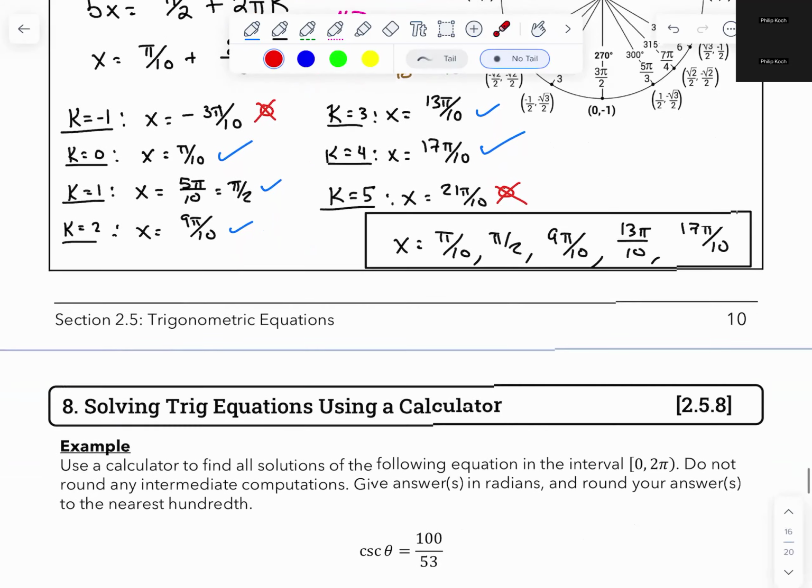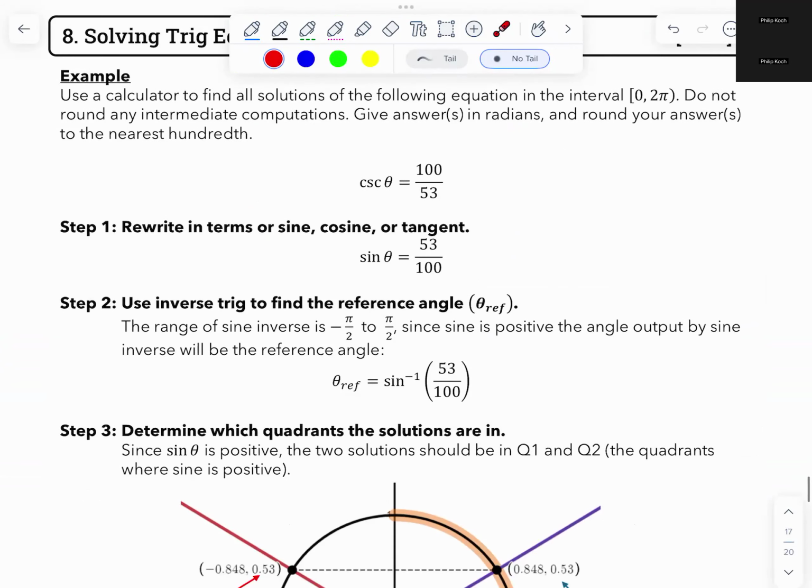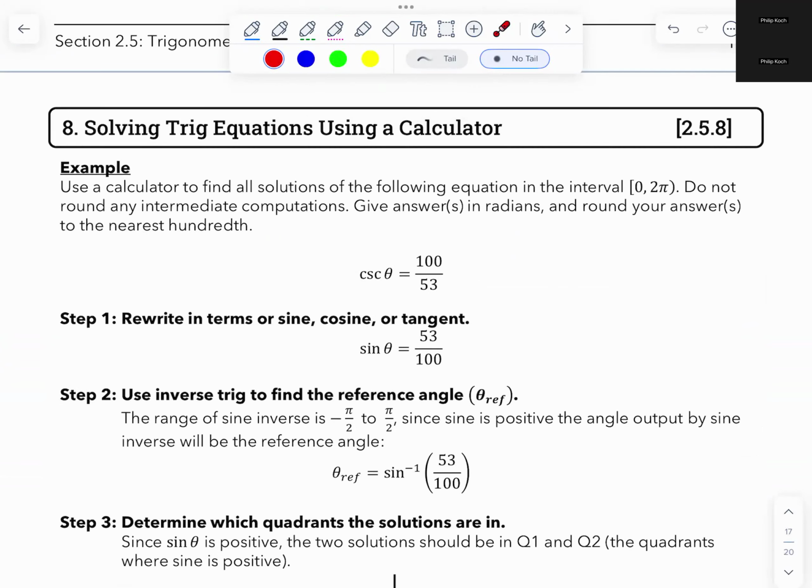Last concept: what if you don't get a nice number, which is far more often in the real world, honestly. This is the more applicable situation because it's very rare that you get perfectly 45-degree angles or something like that.